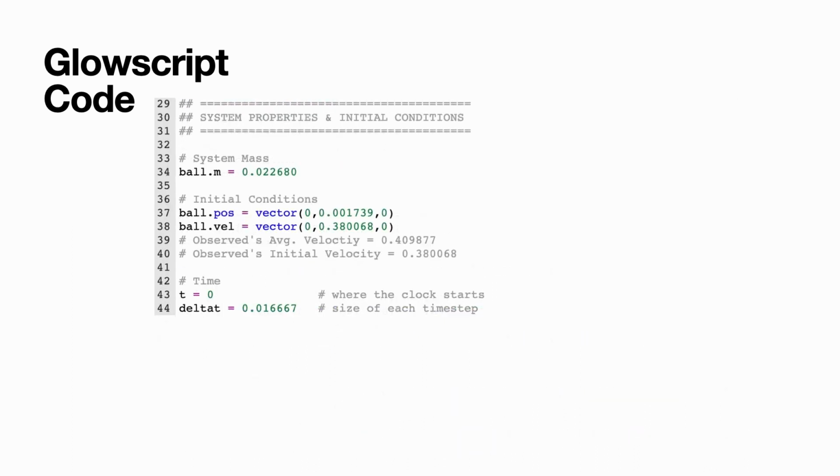In this section of the code, the initial conditions of the observed ball mentioned earlier are described in code: the mass, position, and velocity. The mass of the observed ball is estimated to be 0.022680 kilograms from Google. The ball's position and initial velocity are both in vector format, with the y component being the second number in their respective vector. Time is set to 0 seconds, and the change in time is set to 0.016667 seconds, the change in time between each of the recorded measurements from the observation video.